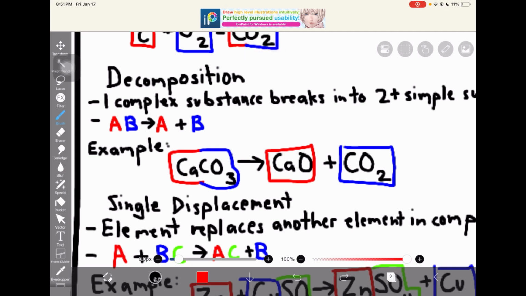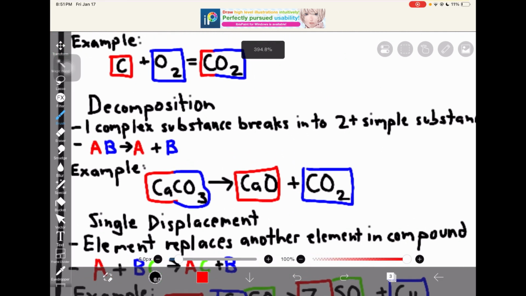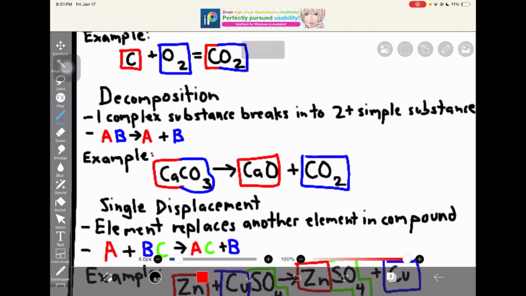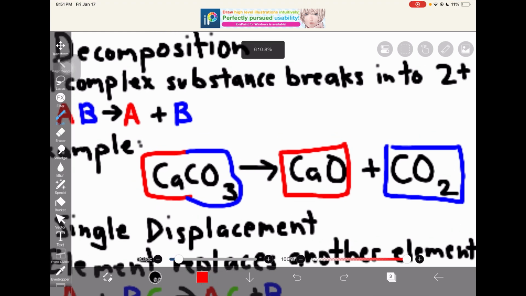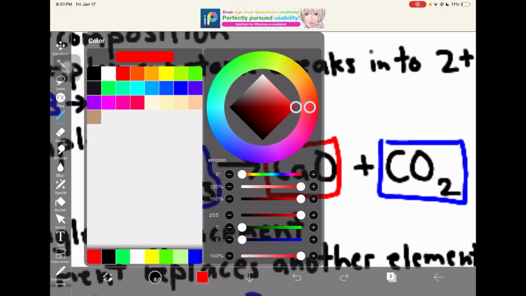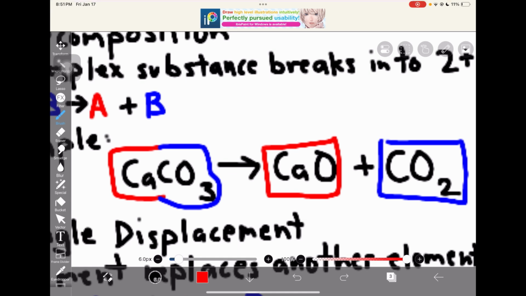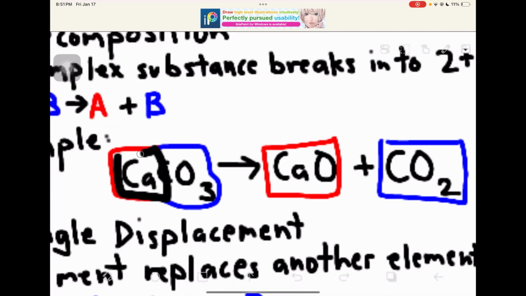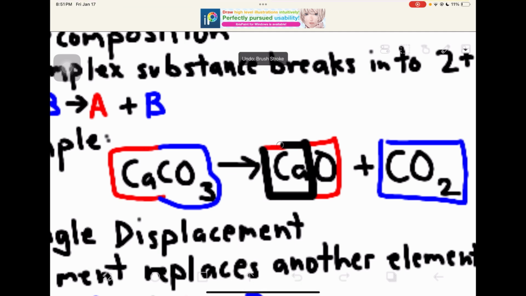Next is the opposite of combination, which is decomposition. It's when one complex substance, in this case CaCO3, breaks down to two simpler substances. Now this one is a bit more complex, so I'll explain how we got here. As you could see, we have a calcium over here, and this calcium went here.